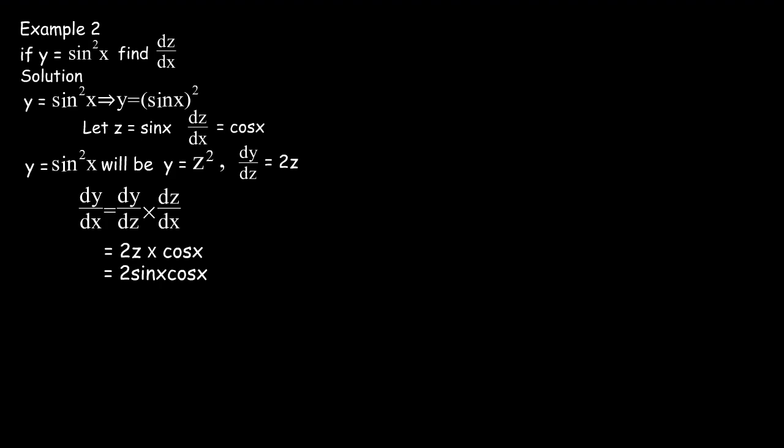And from our identity in trigonometry, we know that 2 sin a cos a is the same thing as sin 2a. So our 2 sin s cos s will be equal to sin 2s.